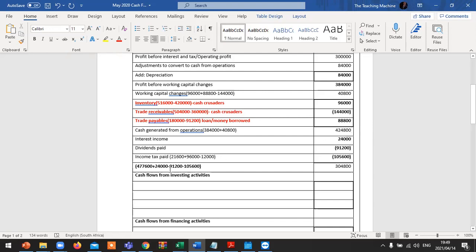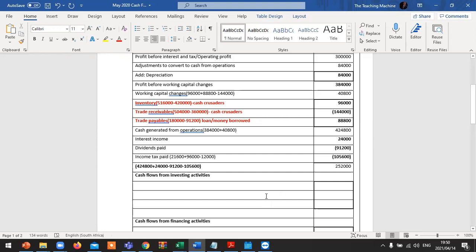All right. Now we need to change. It's not 477,600, it's 424,800. What should be the total here? 424,800 plus 24,000 minus 91,200 minus 105,600. 252,000. Okay, thank you. Any questions?